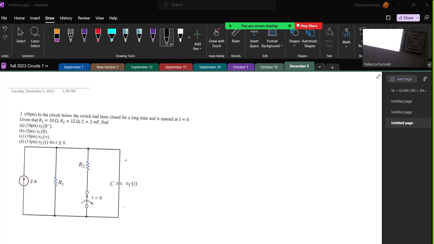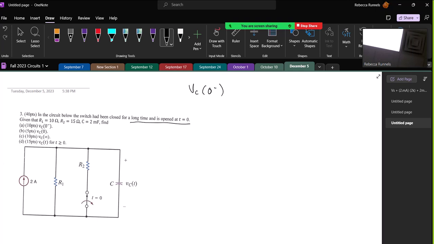All right, so here we have an RC circuit. We see the switch had been closed for a long time and is opened at t equals 0. That tells me no matter what else the question is asking me, I've got a capacitor in here. I need to find VC at 0 minus. Anytime you've got this situation, you'll need that. If I had an inductor, I would need to find IL at 0 minus, because that's the one thing that cannot change instantaneously.